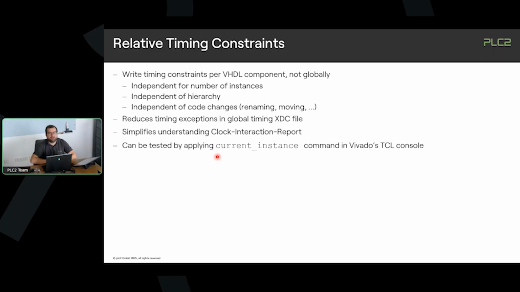And in case you want to test these relative timing constraints, there's a Tcl command called current_instance that has a similar behavior. So you can move your focus or your context into the design hierarchy and test such relative timing constraints.